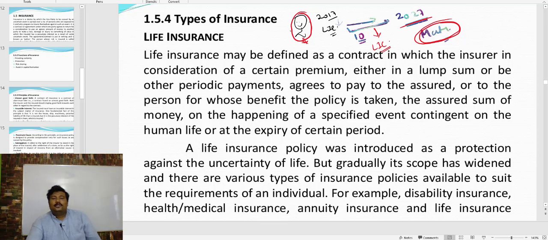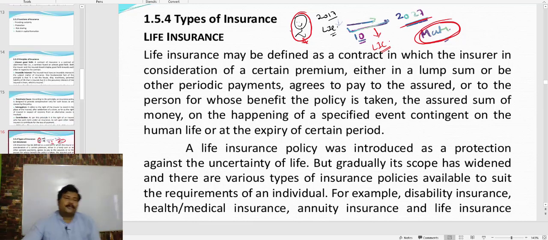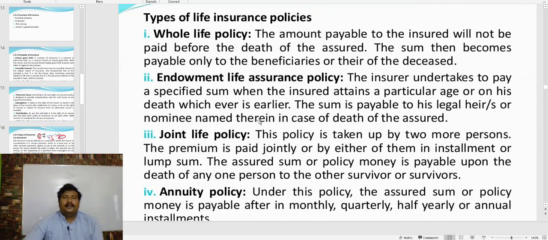Okay. So this type of insurance will be considered as life insurance. Now, life insurance also has different types of policy. Just a minute, a break.